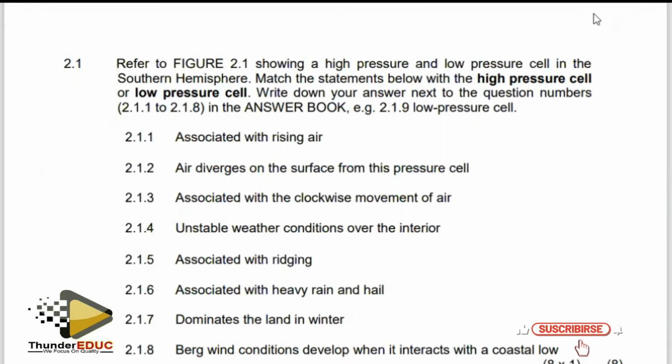Mixed bag, climatology and geomorphology. Once more, because this is where we find most challenges. All right. They say refer to figure 2.1 showing a high pressure and a low pressure cell in the southern hemisphere. Match the statements below with the high pressure cell or the low pressure cell. Write down your answer next to the question numbers 2.1.1 to 2.1.8 in the answer book.